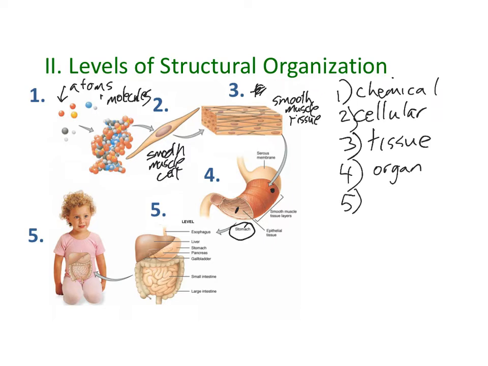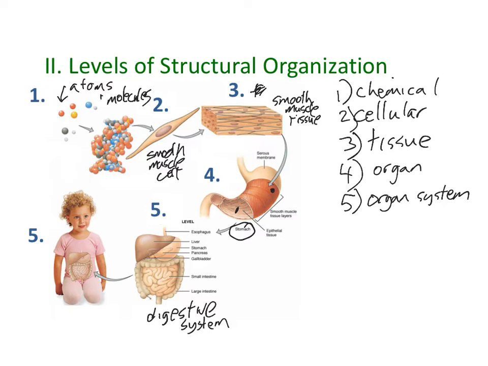You can then group organs together into an organ system. In this example, we've been talking about the digestive system. The digestive system, again, is involved in processing food, so basically breaking food apart and extracting the nutrients from it.